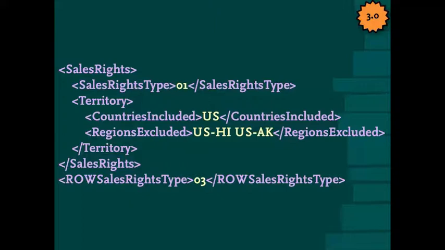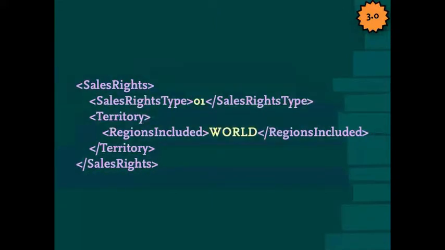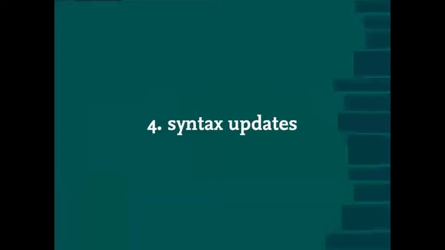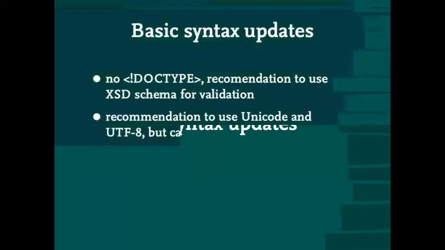I should also say that ONIX 3 means that the simple cases remain simple. This means I've got world rights, and it's no more complex. In fact, it's slightly simpler to say it in ONIX 3 than it is in ONIX 2. Okay, the fourth type of change between ONIX 2.1 and ONIX 3. Now, this is more of a sort of developmental thing.